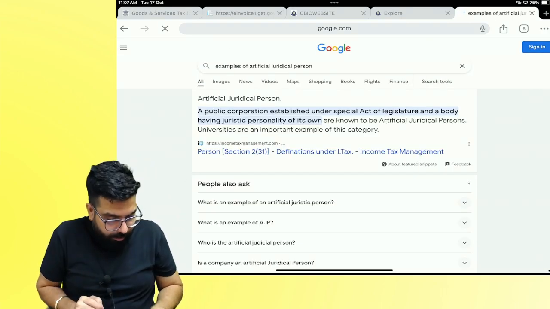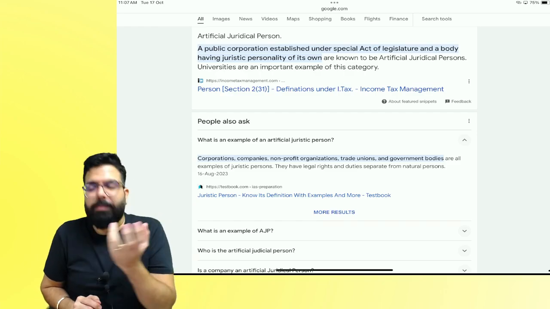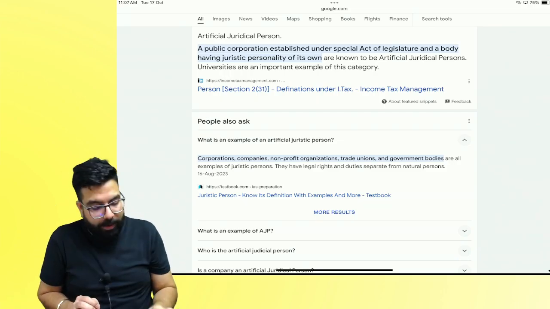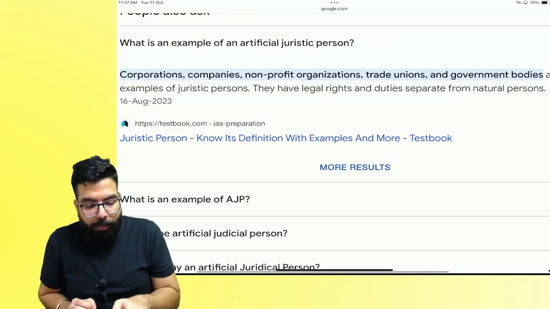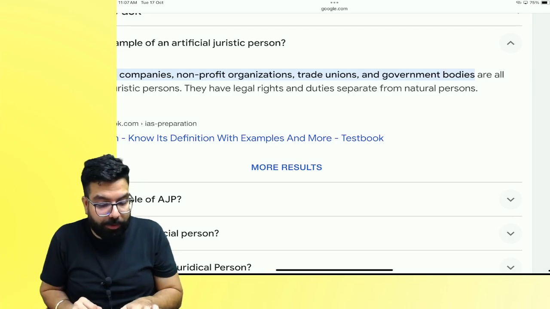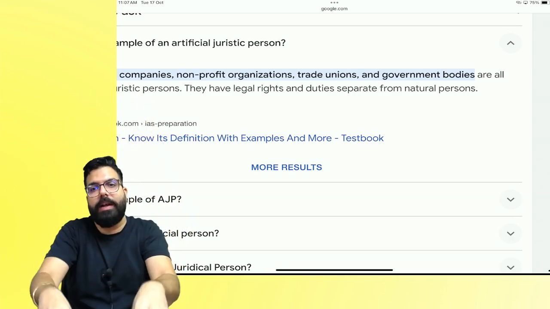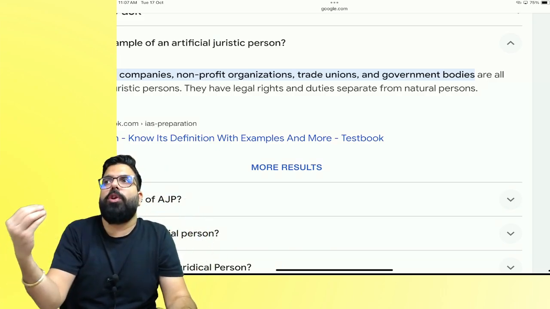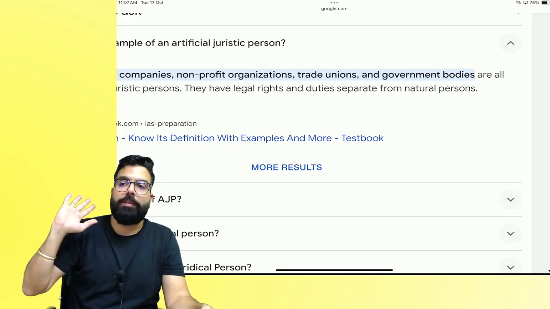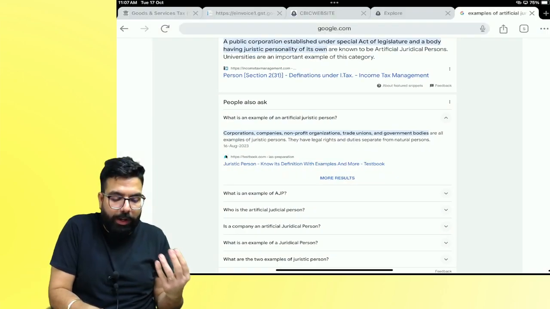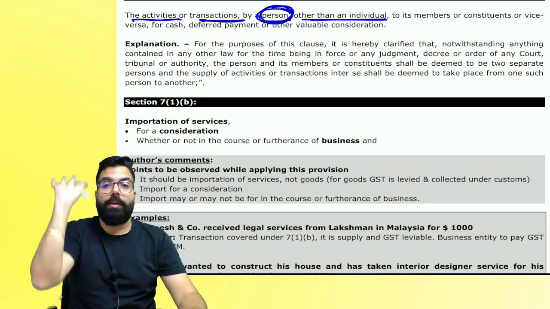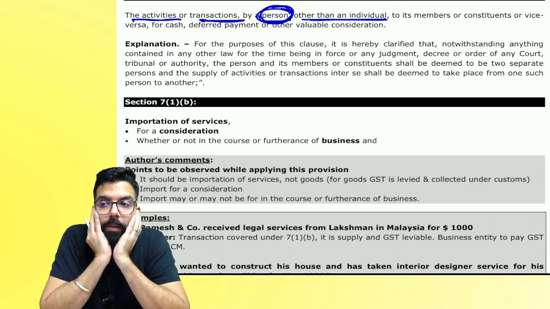See here. Something which is not falling anywhere, they make it fall under artificial juridical person: corporation, companies, not-for-profit organization, trade union. For example, the auto drivers' trade union. They say we'll call it an artificial juridical person. Government bodies, whatever is not falling anywhere else, will fall under this. For example, Tirupati, Tirumala, Devasthanams, we'll call them an artificial juridical person. Are you guys able to understand? So what they are trying to say is everyone is covered in a person. So if I say club, is it covered? What is a club? A club is an association of persons.